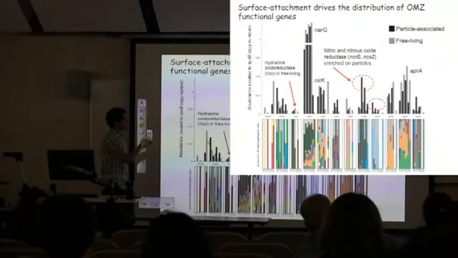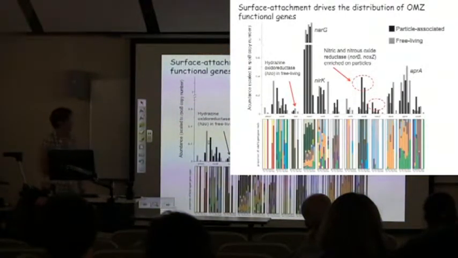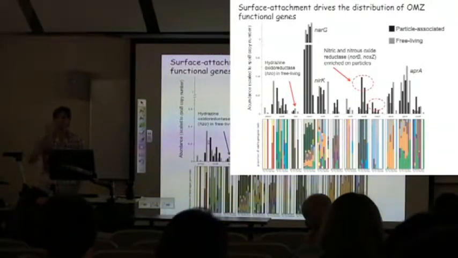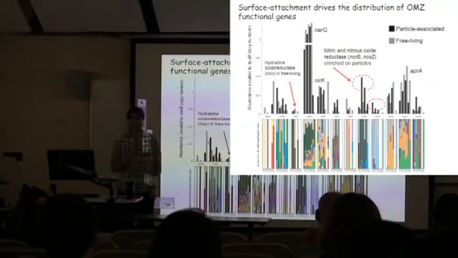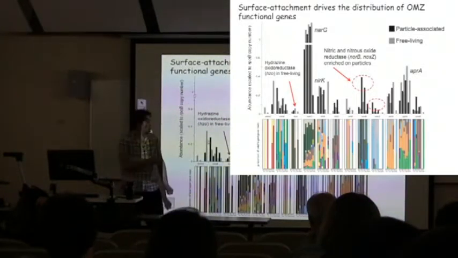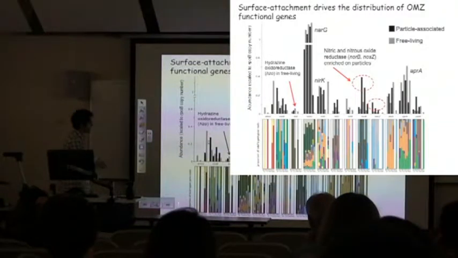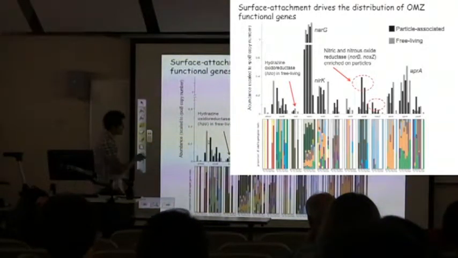Especially these two, these genes that are enriched in the particle fraction. These are, again, nitric and nitrous oxide reductase. These are two genes that carry out those two terminal steps in denitrification. The gas-producing steps in denitrification. Not so abundant in the free living fraction, the gray fraction. All in the particles.